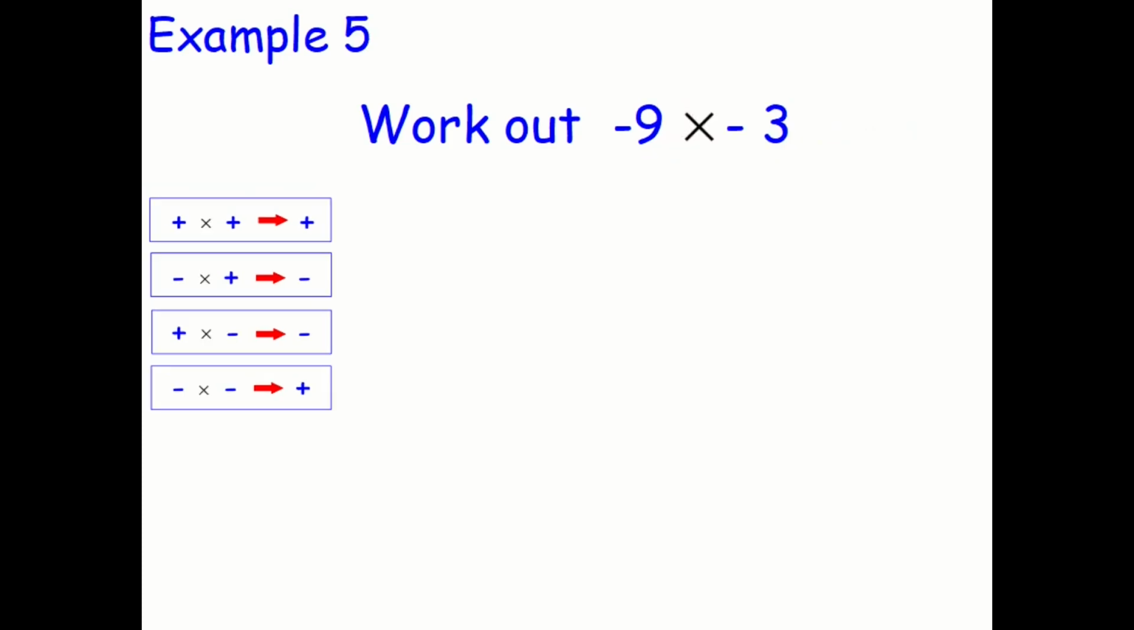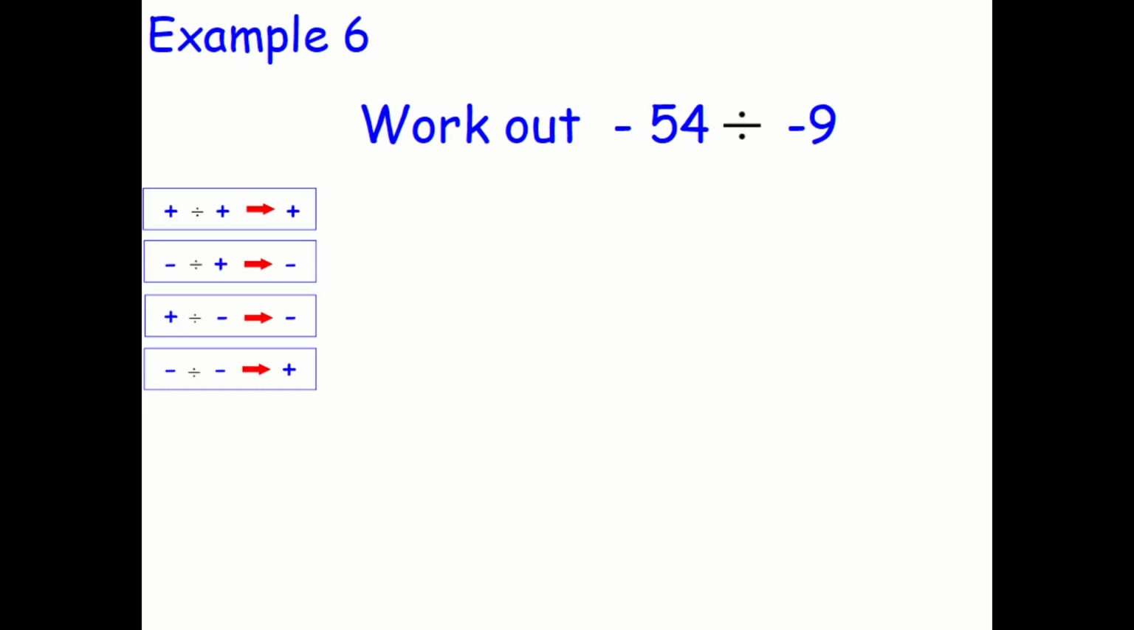Example 5. Work out minus 9 multiplied by minus 3. So here I'm multiplying a negative by a negative. So that means this rule applies. If I'm multiplying a negative by a negative, my answer is positive. So 9 3s are 27. So my answer is positive 27, which you can either write like that, or if you wish to, you can write positive 27 like that.